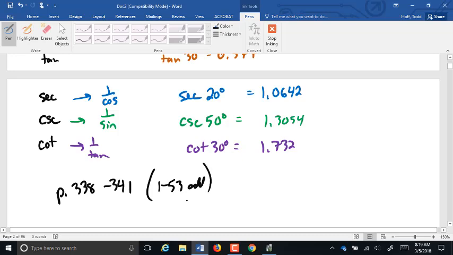There are a couple of pages here that we're going to work on. Actually, just page 338, 341, 1 through 73, the odds. I'm going to have to give you a new packet for this, I believe.